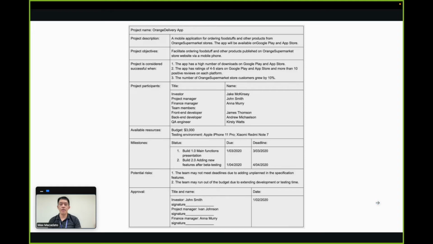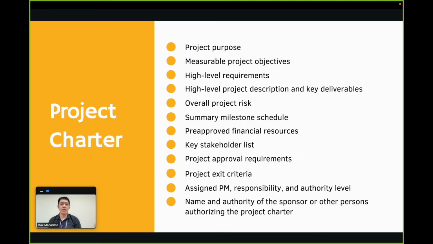This is an example of a project charter. The project charter documents the high-level information on the project and on the product, service, or result the project is intended to satisfy. This includes the project purpose, measurable project objectives and related success criteria, high-level requirements, high-level project description, boundaries and key deliverables, overall project risk, summary milestone schedule, pre-approved financial resources, key stakeholder list, project approval requirements, project exit criteria, assigned project manager, responsibility and authority level, and the name and authority of the sponsor or other person authorizing the project charter. At a high level, the project charter ensures a common understanding by the stakeholders of the key deliverables, the milestones, and the roles and responsibilities of everyone involved in the project.